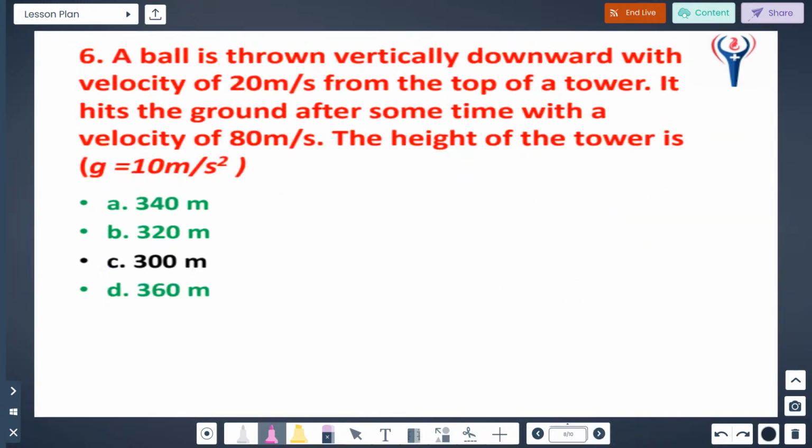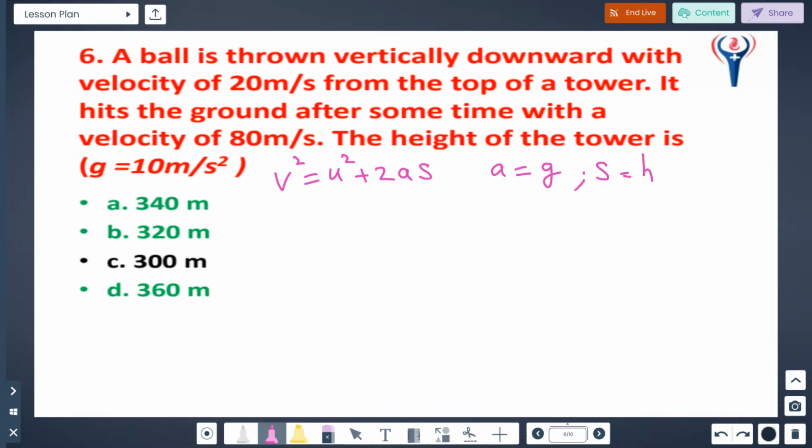Let's move to question number 6. A ball is thrown vertically downward with a velocity of 20 meters per second from the top of a tower. It hits the ground after some time with a velocity of 80 meters per second. The height of the tower is what? You have to apply the third equation of motion: v^2 = u^2 + 2as. The ball is thrown vertically downwards, therefore a = +g. And height is the displacement s.